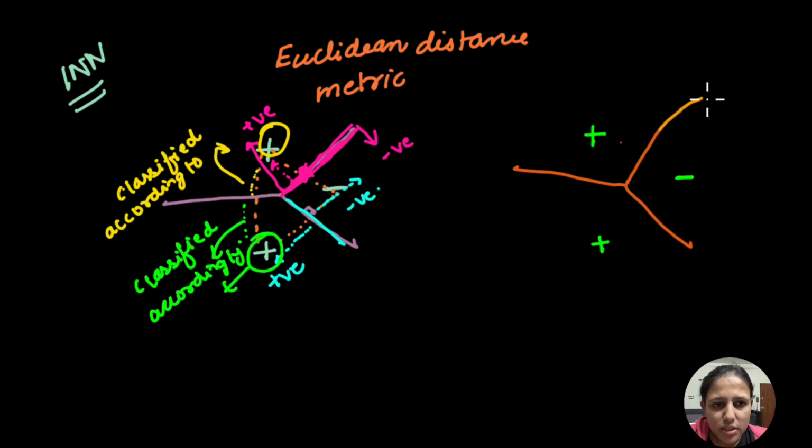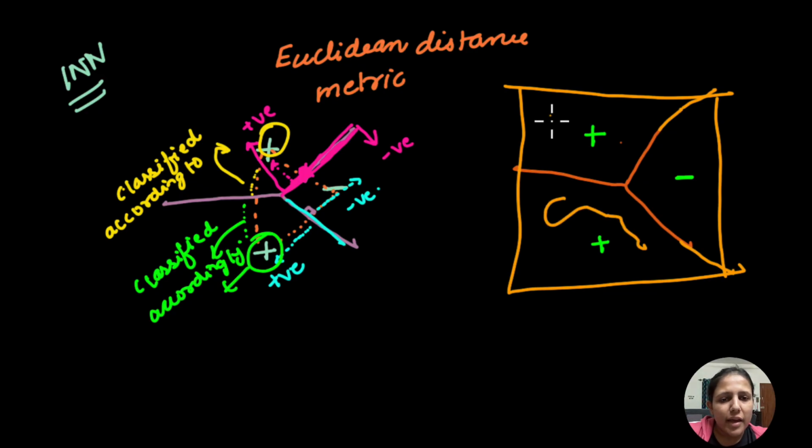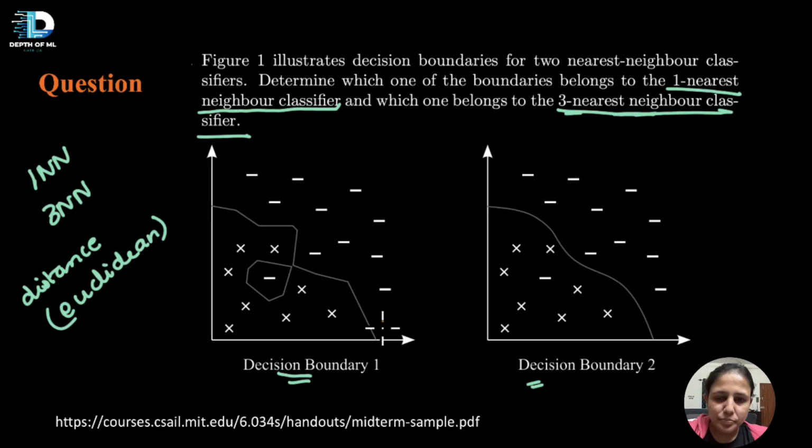If we had just this data, suppose we had this plane, we would have just marked it like this. Okay, so every data point which would have been here would be classified positive, every data point which was here would have been classified positive, and every data point here would be classified as negative. Okay, so with this knowledge, can we solve this question?